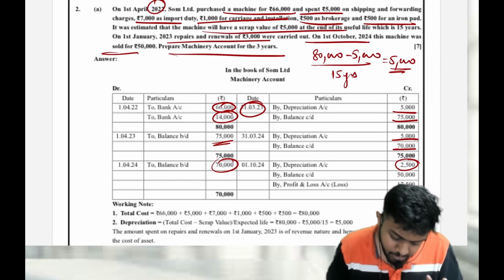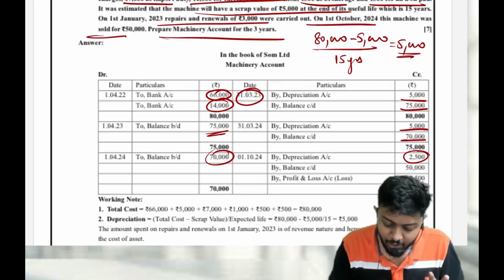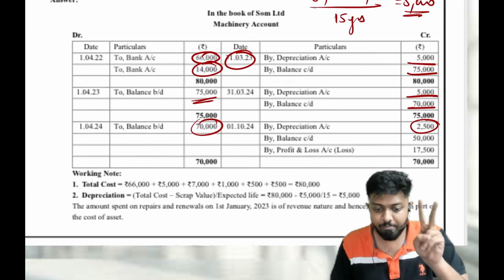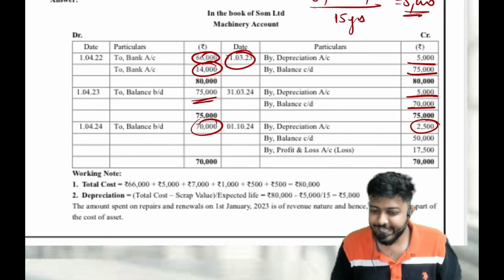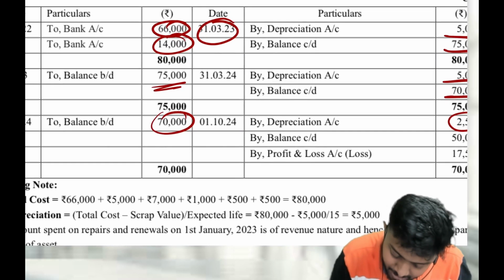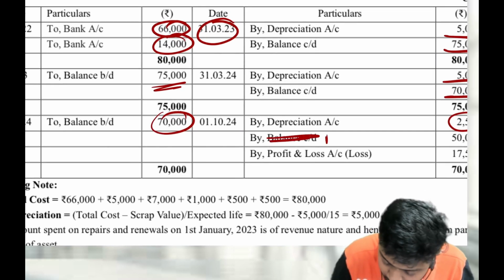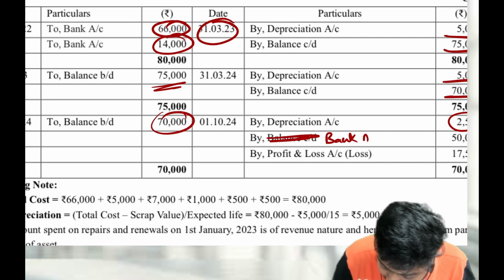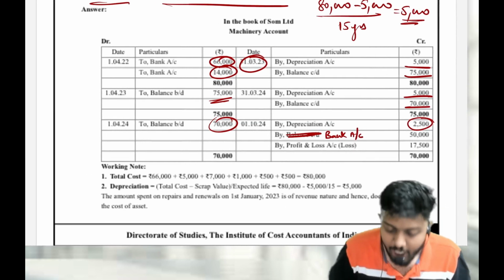I sold it for how much? I sold it for 50,000. So what should happen with the sale proceeds? Step 2 should come on which side? The credit side of the machinery account, we discussed. Actually here it's the bank account. Okay, they put it as balance, which is a mistake. It should be by bank account. The sale proceeds will come, 50,000.